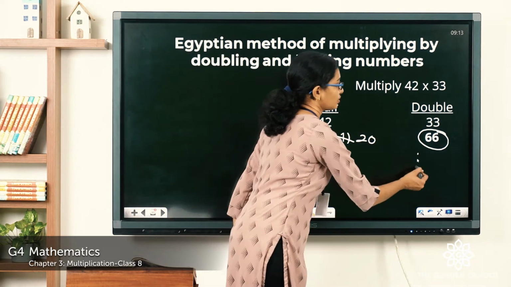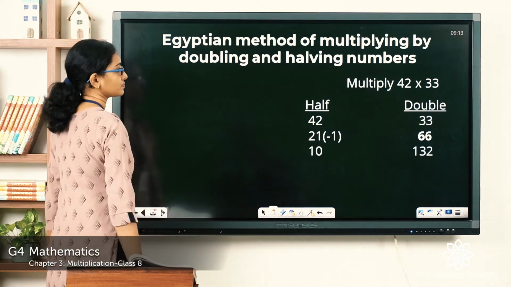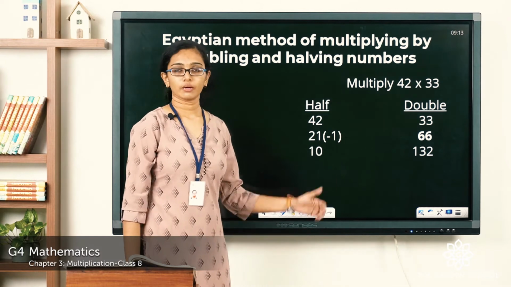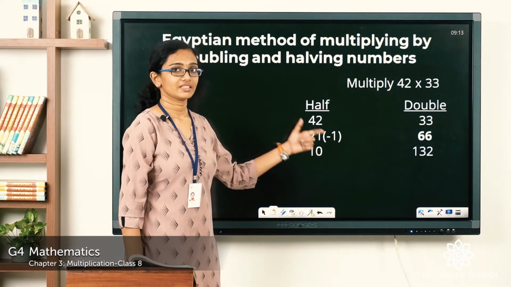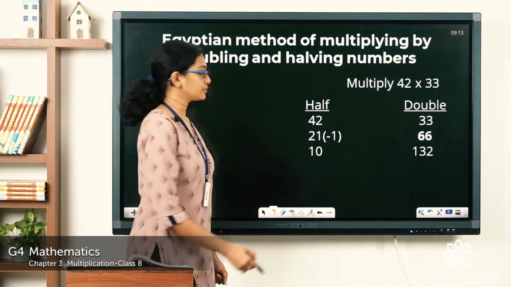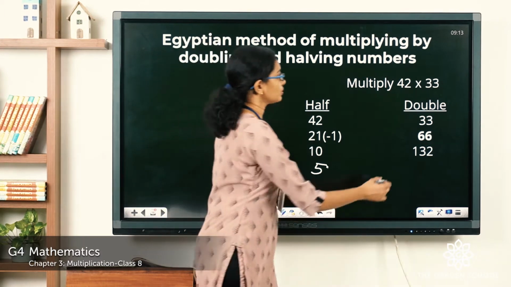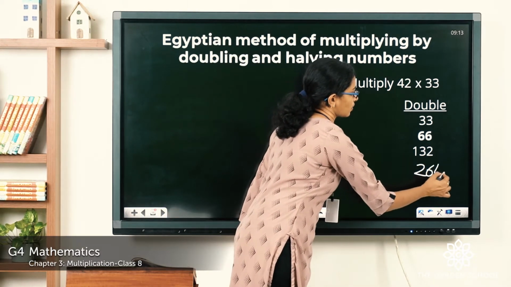That gives you a multiplier 132. Now 10 is an even number. We can divide or half that exactly by 2. So 10 divided by 2 gives you 5. Doubling 132 gives you 264.